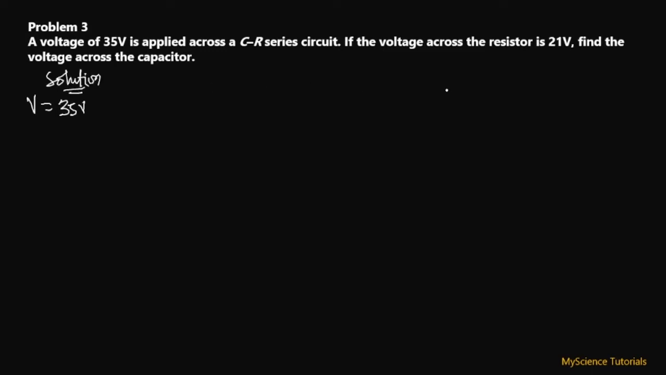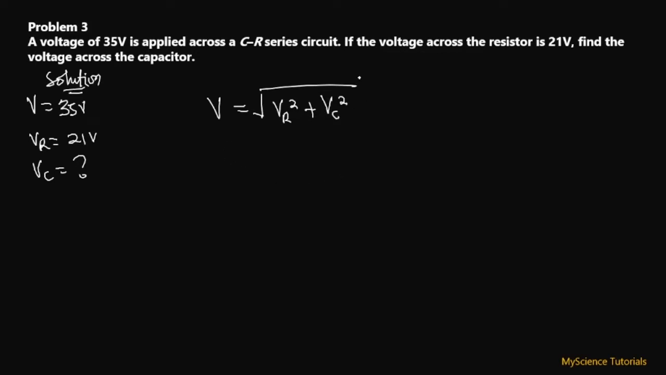Okay, we've also been told that the voltage across the resistor VR is equal to 21 volts. So we have to find the voltage across the capacitor, which is VC. We do not know that, but we know very well that the phasor sum of VR and VC will give us our applied potential difference or applied voltage. So we know that V is equal to the root of VR squared plus VC squared. Now that we have this and we have to find VC, let's make VC the subject.